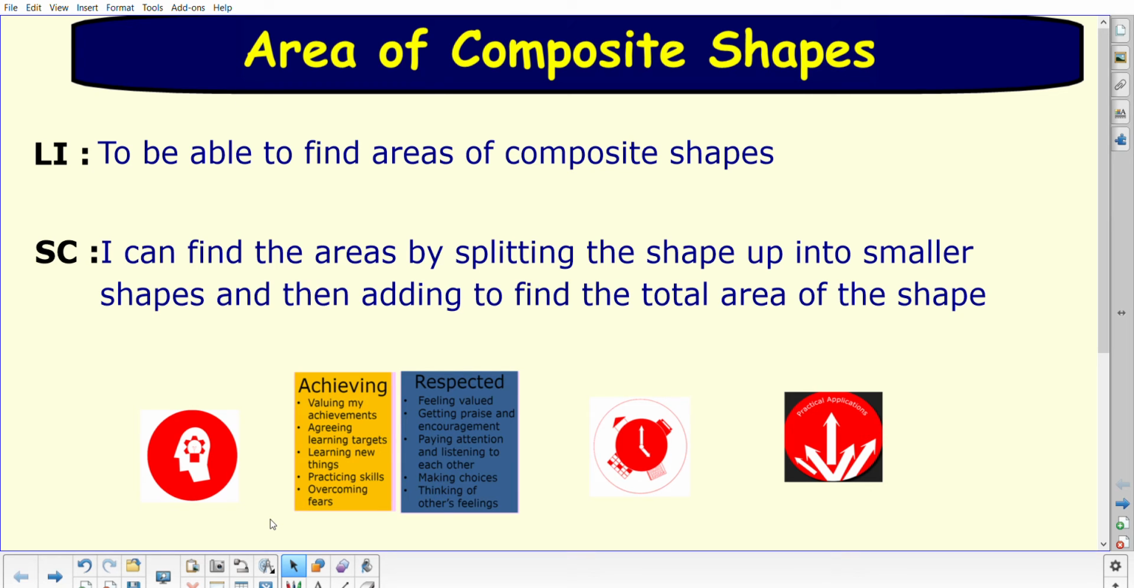So we're going to look at how we can find the area of composite shapes. What we mean by a composite shape is a shape that's made up of regular shapes put together or combined. So your learning intention for this lesson will be to find the area of composite shapes, and your success criteria will be that you understand how to find the area by splitting the shape up into smaller shapes and then adding to find the total area of the shape.